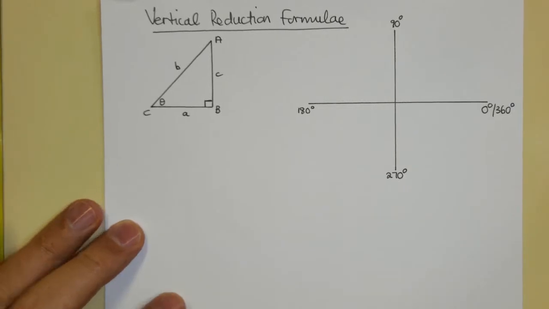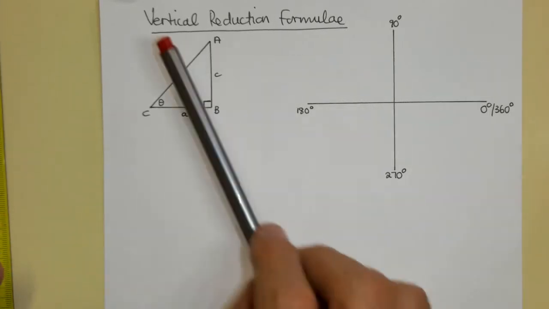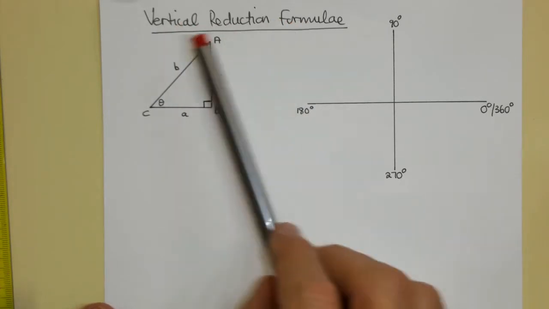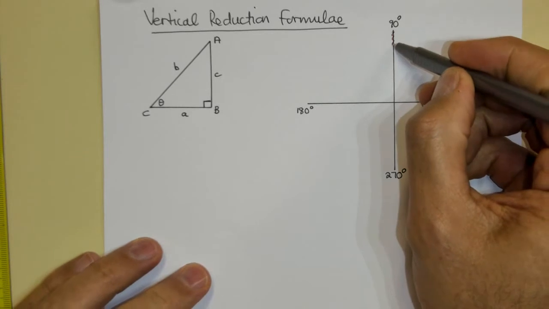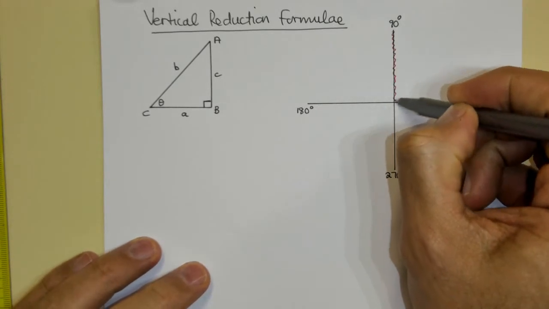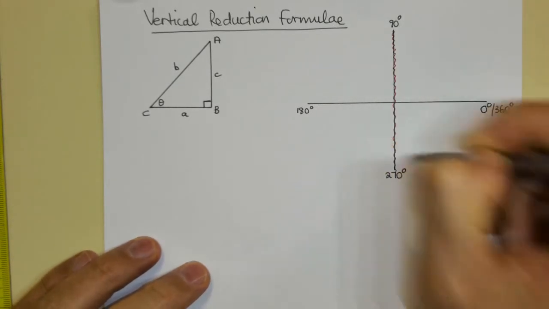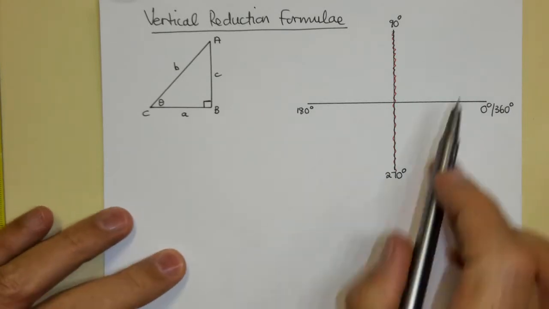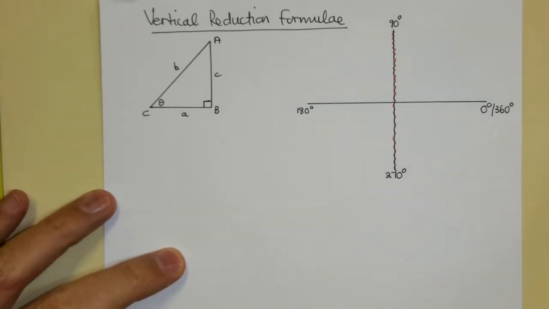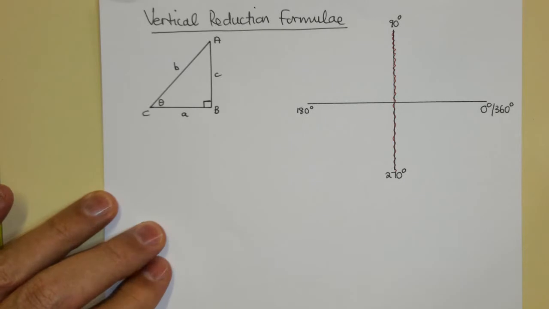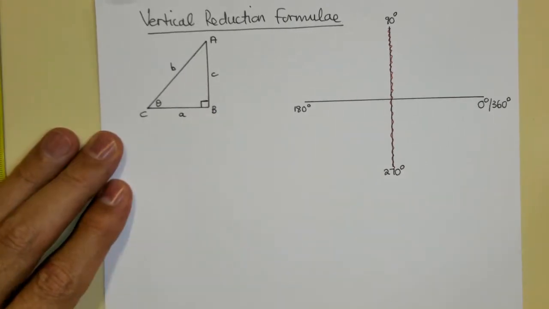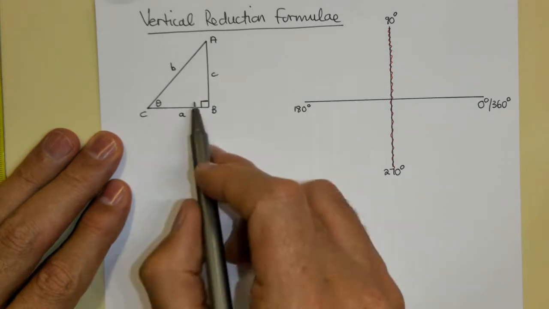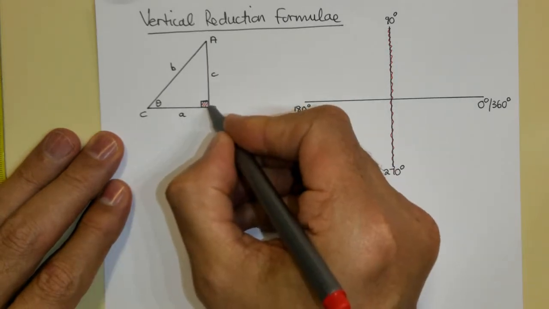Okay, in this video clip we will be looking at the vertical reduction formula, and as the word vertical indicates, we are going to bounce off the 90 degree, 270 degree line on the Cartesian plane. But before we start there, let's remind ourselves of the basic trigonometry that we've learned, which was trigonometry in right-angled triangles.